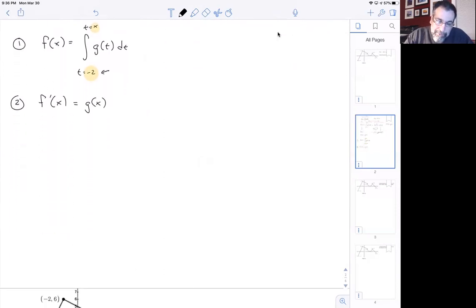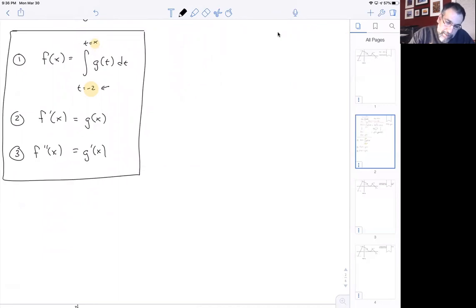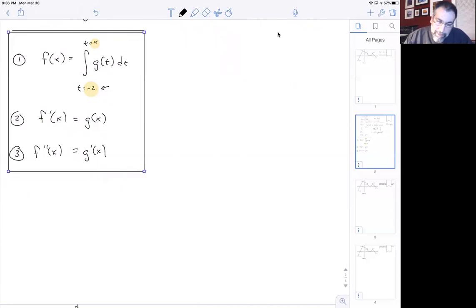But again, here's our first statement. Our second statement is written down, and now from here we can get a really nice third statement: f double prime of x is going to have to equal g prime of x. These three statements go together in these types of problems almost every single time. So whenever you start with that top one, you know the next two are coming pretty quickly. This is where the fundamental theorem of calculus is in play in this particular problem.